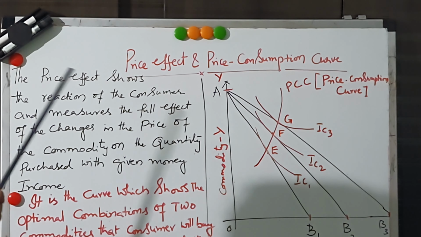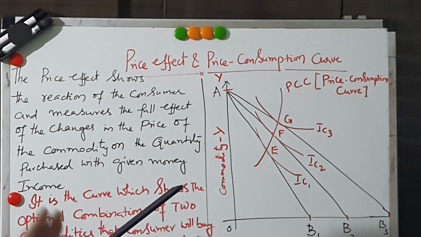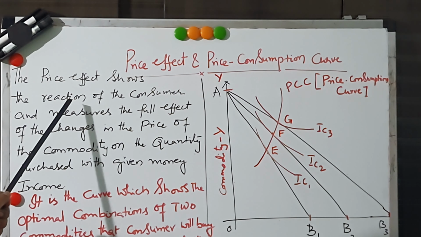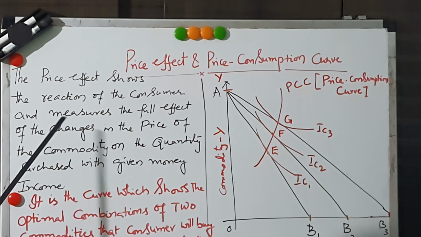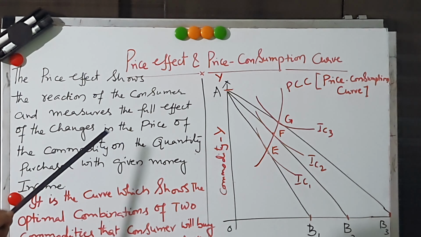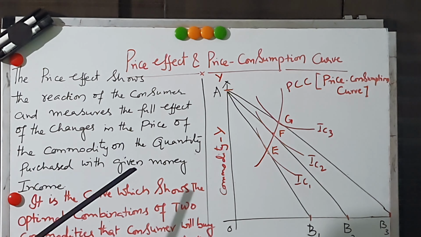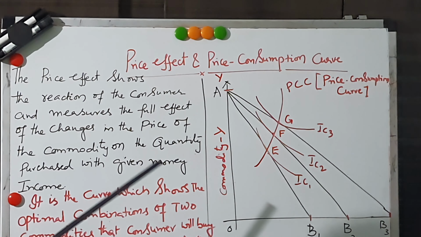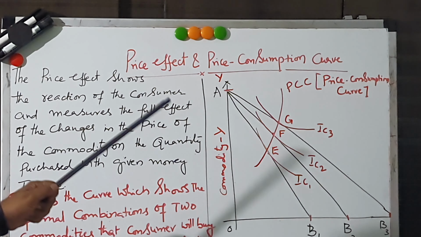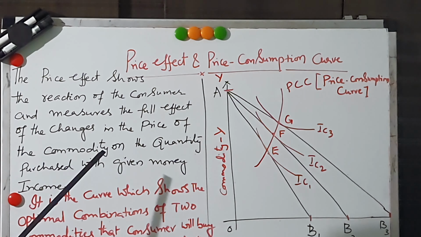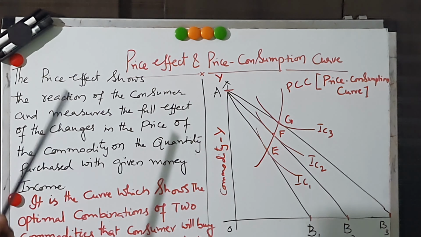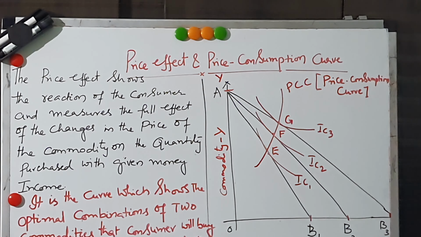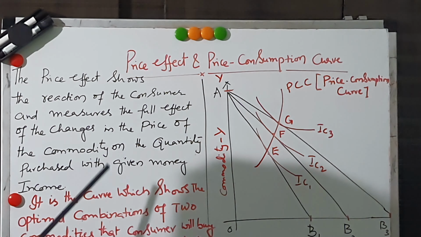The price effect shows the reaction of the consumer when there is a change in the price, affecting the consumer's purchasing quantity. The higher the price, the less will be purchased by the consumer because his money income is fixed. There is no change in the prices of other commodities and also the income levels of the consumer.